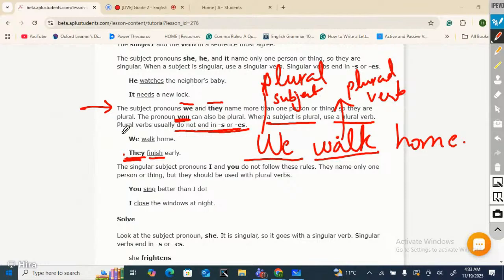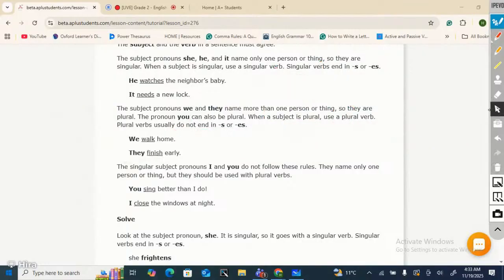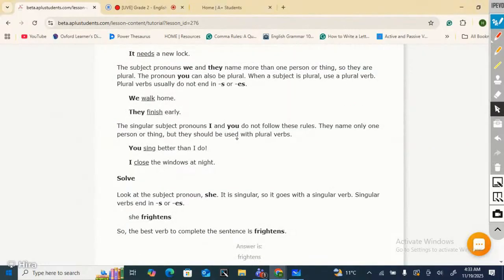So, the subject must agree with the verb. Verb must agree with the subject. Now we have two specific pronouns, I and you. These are singular subject pronouns. We use I for our own self, one person. You, a singular pronoun used for one person.